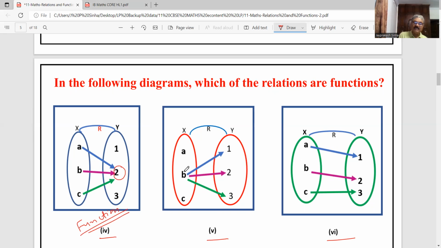Whereas this is not a function. Why? Because A is left, C is left, meaning 2 elements of set X are not utilized. And then B is having 3 images. B is having image as 1. B is having second image as 2. B is having a third image as 3. But as per the definition, a relation is a function only when every element of set A has a unique image in set B. So here B is not having a unique image. So it is failing. So it is not a function.